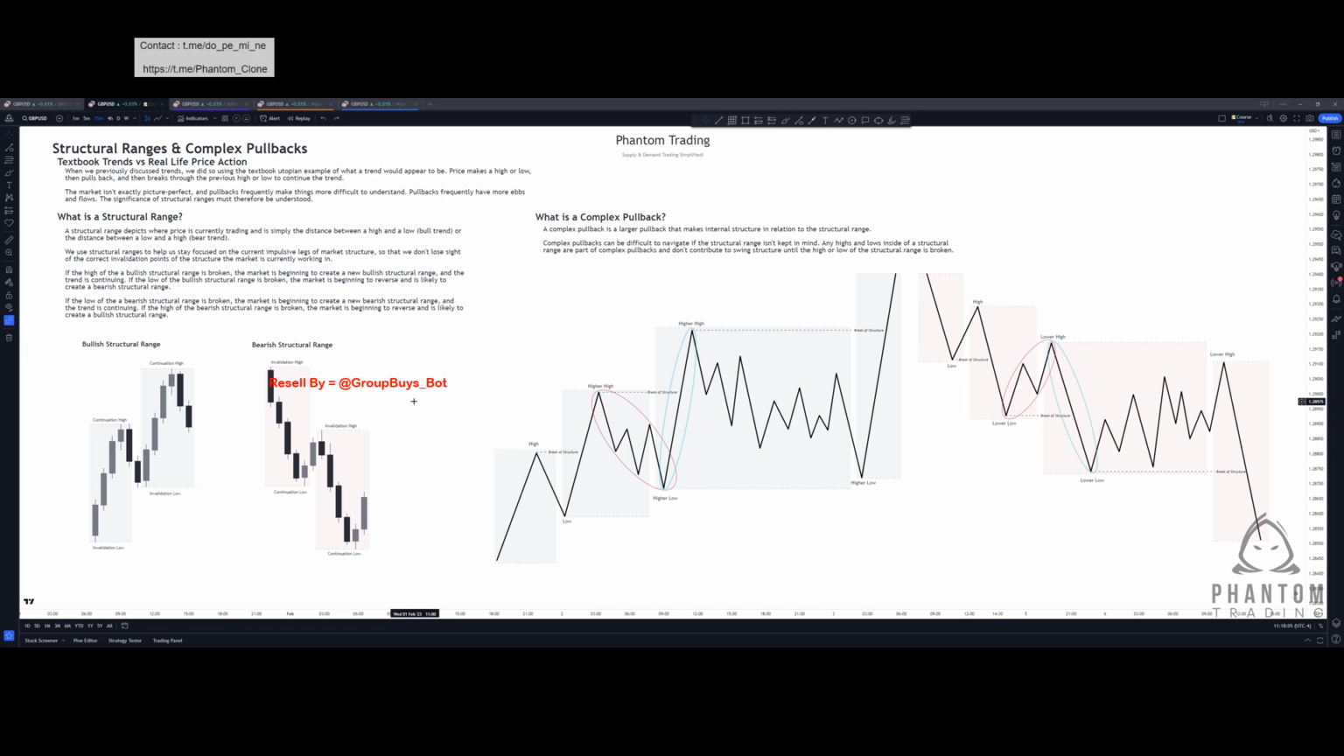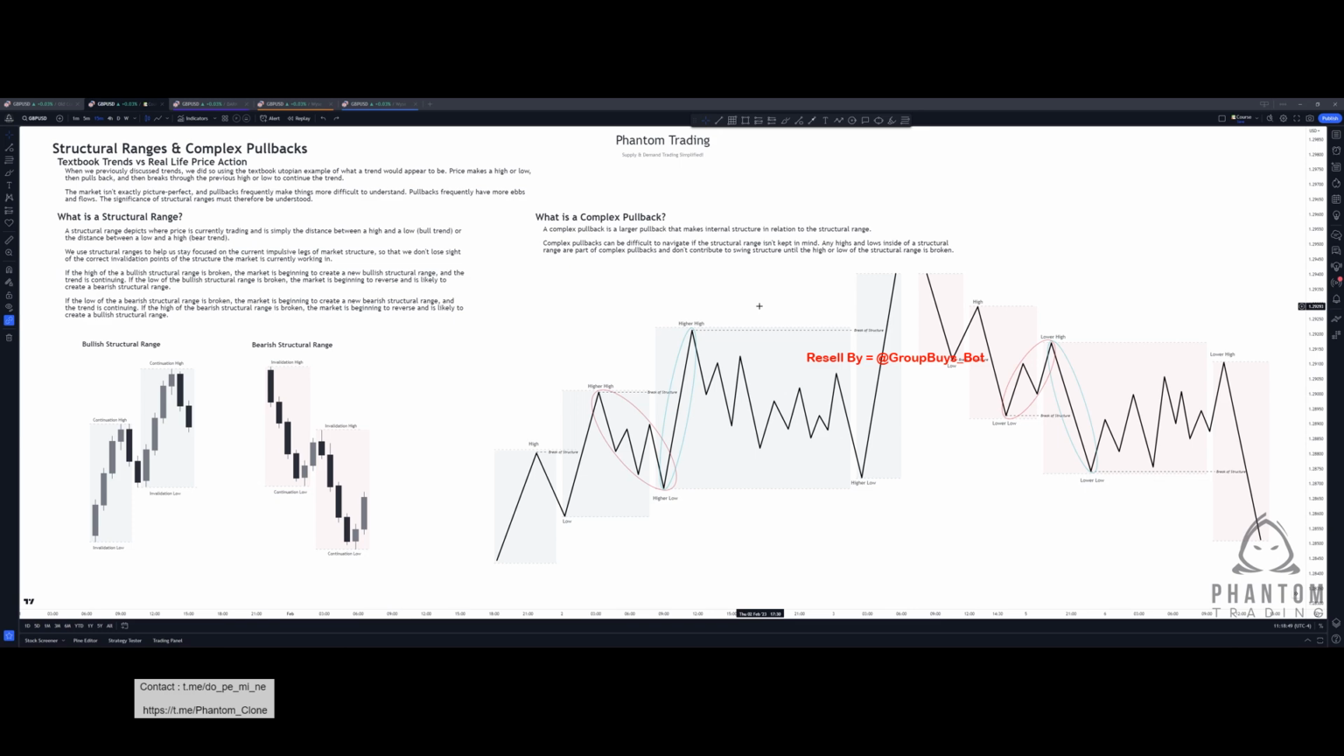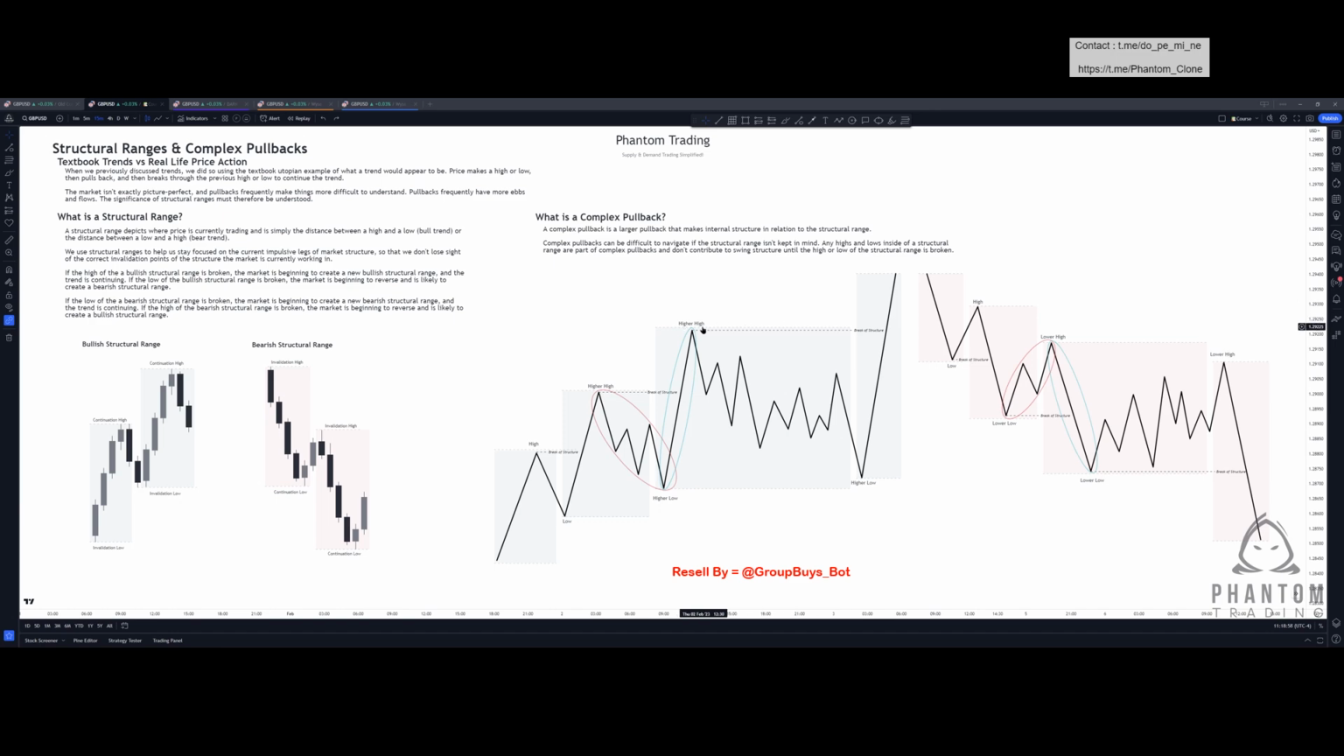But the market, like I stated, is not quite that utopian, and the pullback phases can catch us off guard if we're not paying attention. A complex pullback is a larger pullback that makes internal structure in relation to the structural range. In some ways, you could call it structure within structure. Complex pullbacks can be difficult to navigate if the structural range isn't kept in mind. Any highs and lows inside the substructural ranges are part of complex pullbacks and don't contribute to swing structure until the high or the low of the structural range is broken.